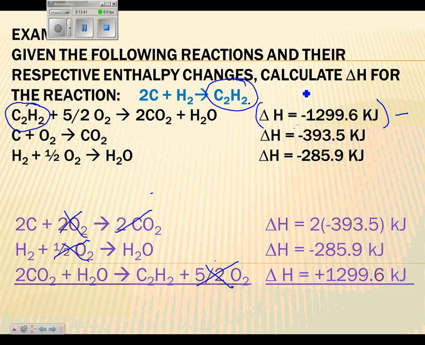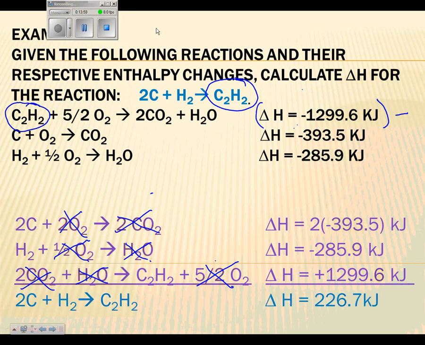My carbon dioxides also cancel, and my waters are going to cancel. And so what I'm left with is 2 moles of carbon, 1 mole of hydrogen, producing 1 mole of acetylene or ethine. And so the final product here will end up being 227.7 kilojoules. So once you get the individual enthalpies set up, just add them together, and your final will be your enthalpy for the formation of ethine, or your delta H for the reaction.